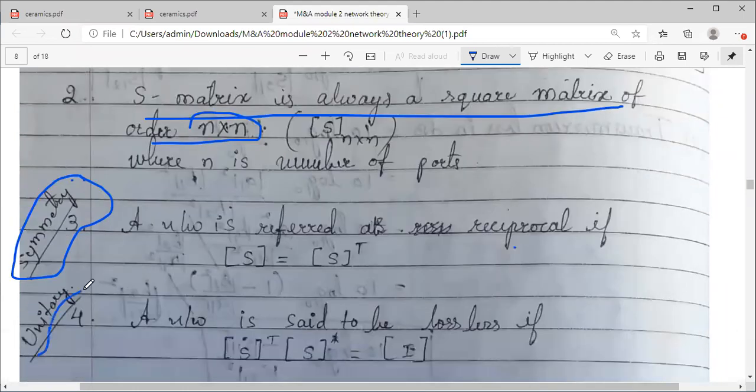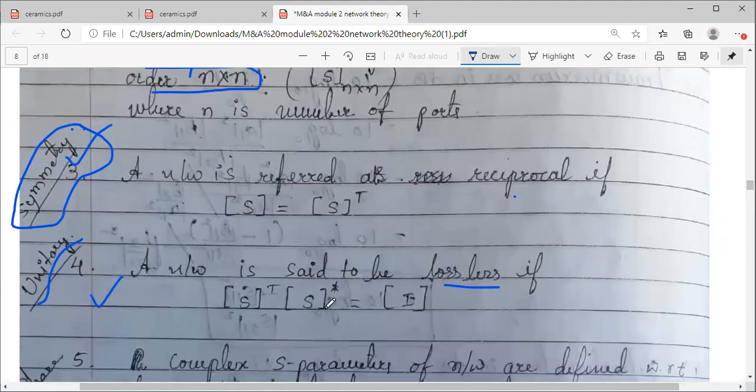And whenever the unitary property comes, we consider the lossless network. Lossless in the sense there is no resistance for the flow. So whatever input we give, the same amount of output we get. That is the ideal network, lossless. So we have seen the symmetric property, then the unitary property, that is S transpose and S conjugate. If you take the multiplication of these two matrices, you will get the identity matrix, that is the unit matrix. That's why it is even called the unitary property.